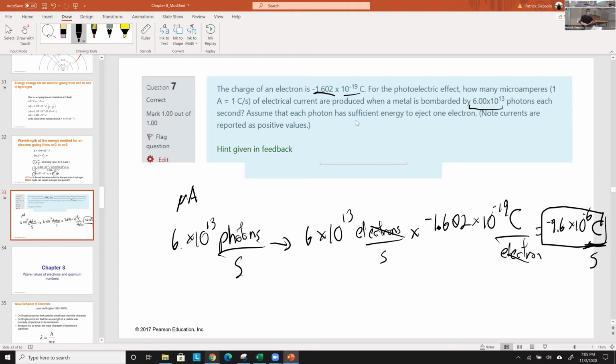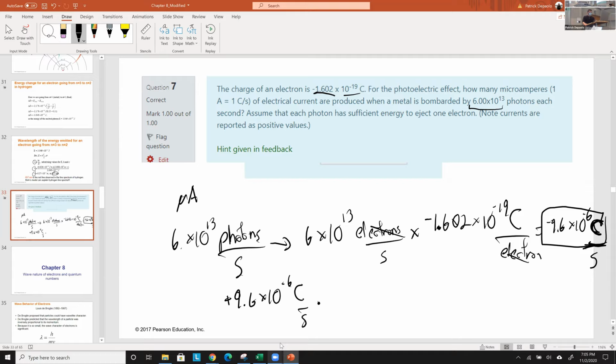All right. Now, we're converting to how many microamperes. So before we get to microamperes, let's just convert to amps. We know that 1 amp is 1 coulomb per second. We can make it positive because amps are going to be positive. As a note, all currents are reported as positive values. So 9.6 times 10 to the negative 6 coulombs per second, times, we know that 1 amp is 1 coulomb per second.